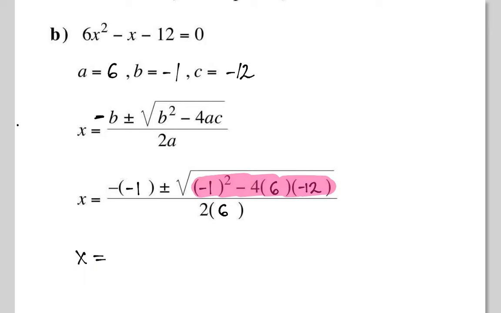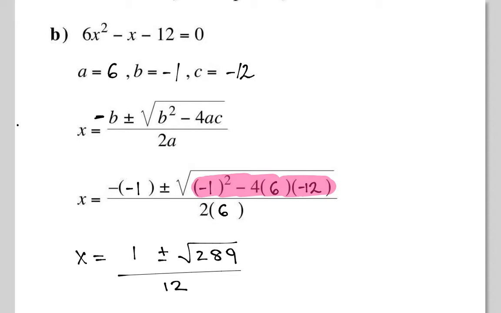So you get x is +1 plus or minus the square root of 289 all over 12. So first and foremost, how did I get +1 out front? Double negative, right? And then the 289 we did in the calculator. You agree? And then 2 times 6 in the bottom is 12.